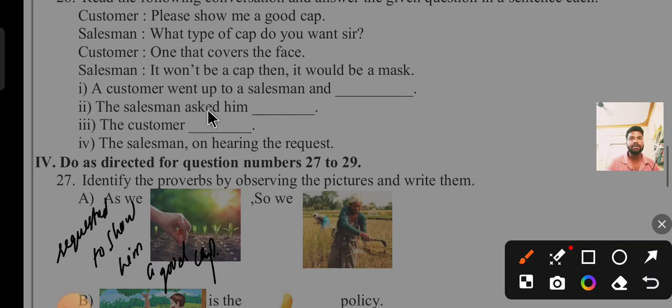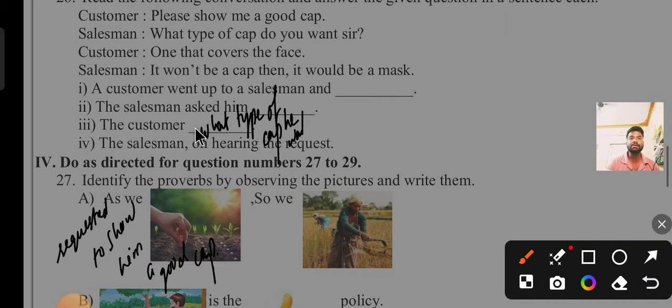Salesman asked him what type of cap he wanted? It changes into what, my dear students? It is a simple present, it changes into simple past. Okay, customer, one that covers the face.